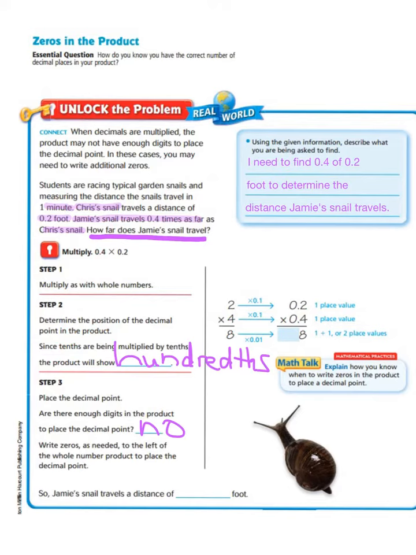So in order to answer it appropriately, we will need to write zeros as needed to the left of the whole number product to place the decimal point. So when we look back over here, we will actually need to add a 0 to the left of the whole number in order to place our decimal point. And that will look like 0.08 or 8/100ths. So Jamie's snail travels a distance of 8/100ths foot.